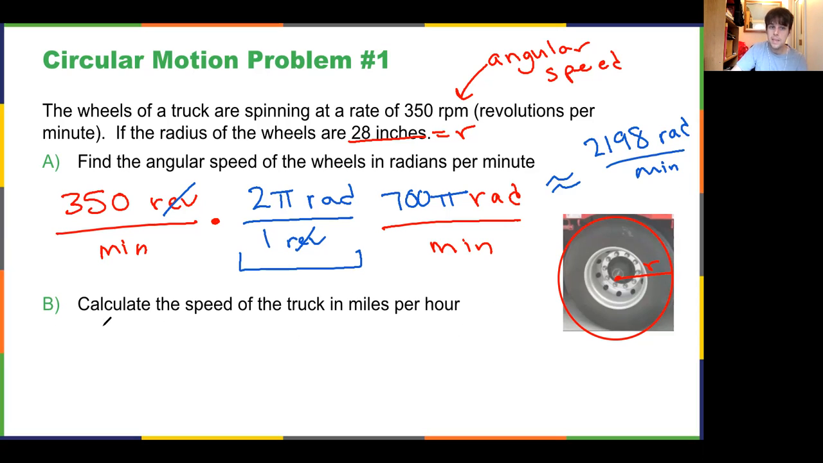All right, so part B asks us to calculate the speed of the truck in miles per hour. So that's distance per time. We are trying to find the linear speed, V, of the truck.